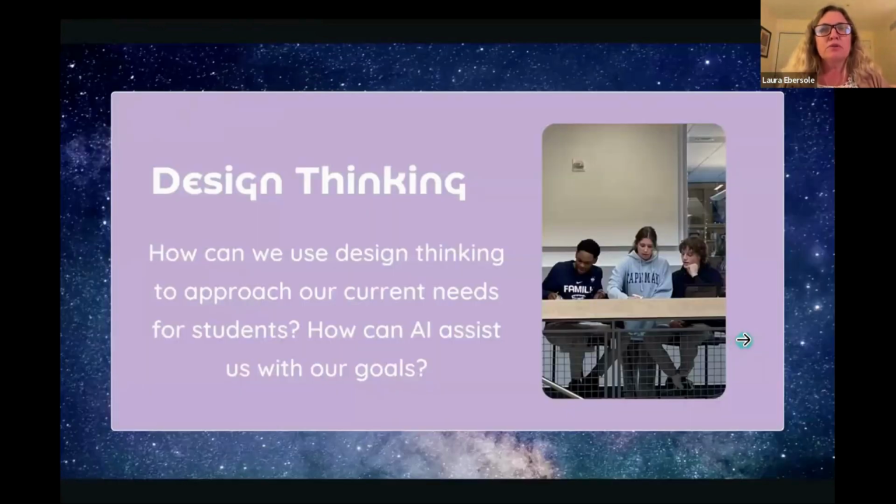So when we as a school looked at how we were going to solve these problems, I, as a coach, developed a course over the summer where we as teachers were able to meld with people of our own thinking and think about how we can use design thinking to approach our current needs with our students, and how AI can assist us with our goals.